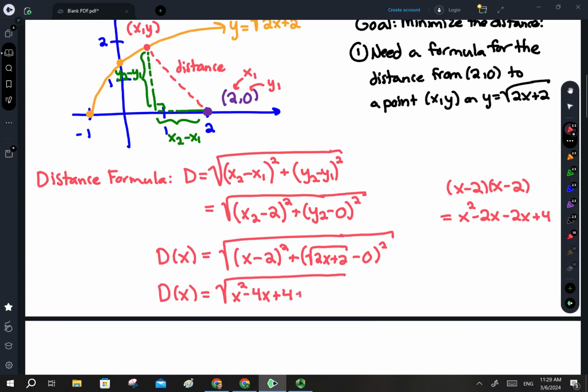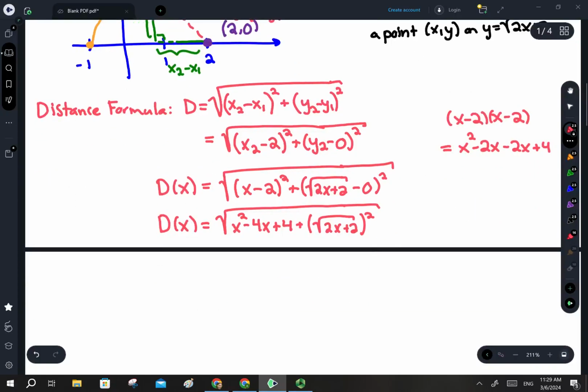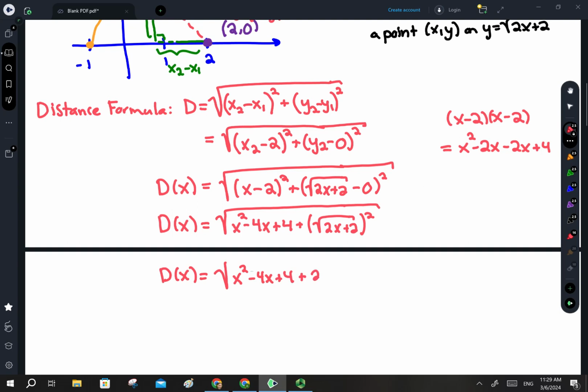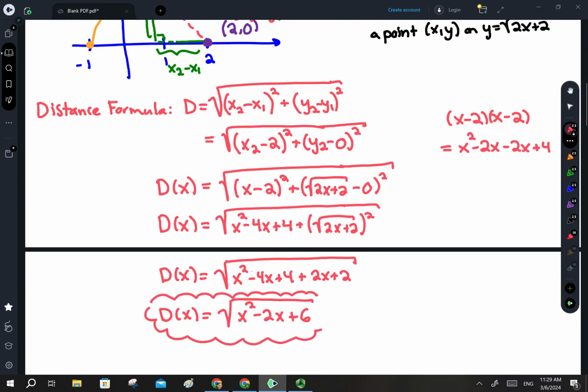And then for the second half of the expression underneath the square root, I have really just the square root of 2x plus 2 squared, because subtracting 0 doesn't do anything. But when you square a square root, the square root just goes away. So we're left with x squared minus 4x plus 4 plus 2x plus 2. And then a very small amount of combining like terms gets us to x squared minus 2x plus 6 inside the square root. And this is the function that we want to optimize.